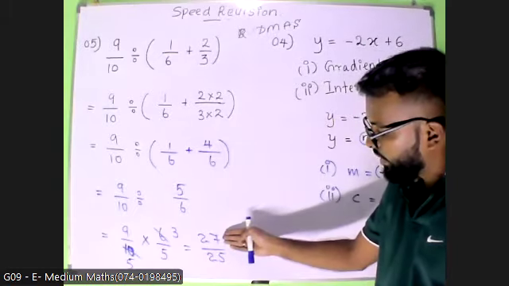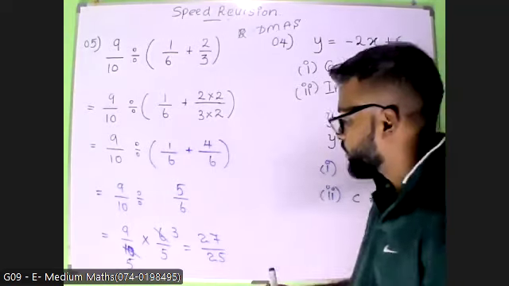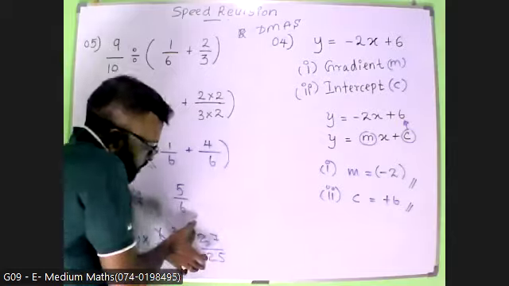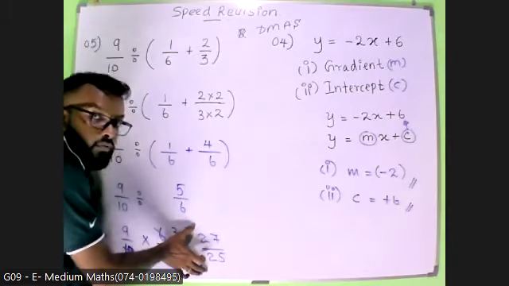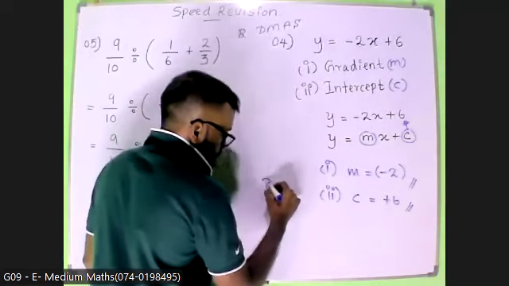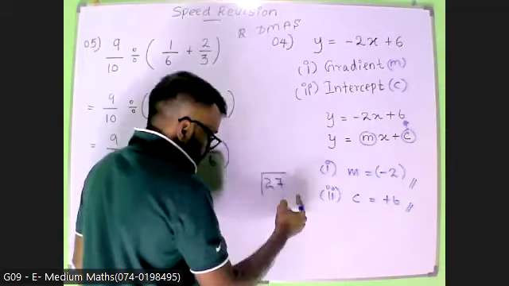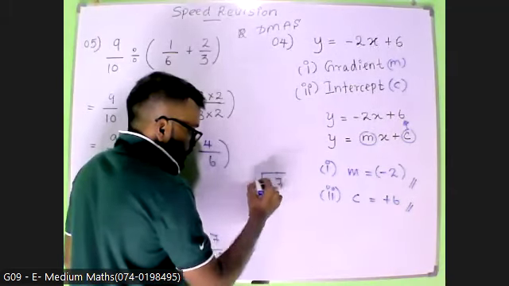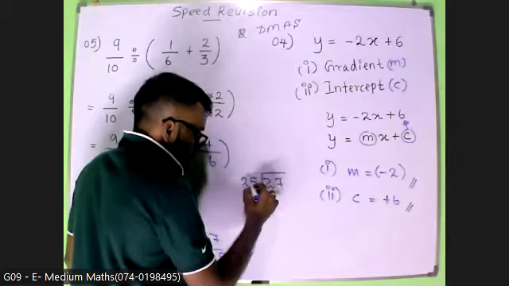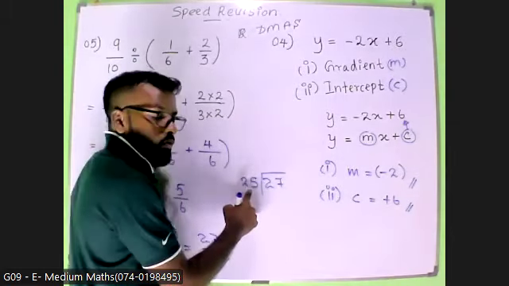So here you have an improper fraction, 27 divided by 25. So how do you convert it? Proper fraction, improper fraction, mixed fraction. Mixed fraction, right? 27 divided by 25. Right? How many 25s are there in 27?